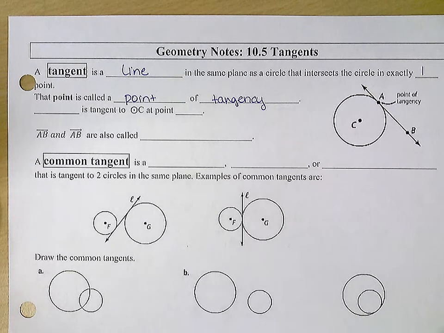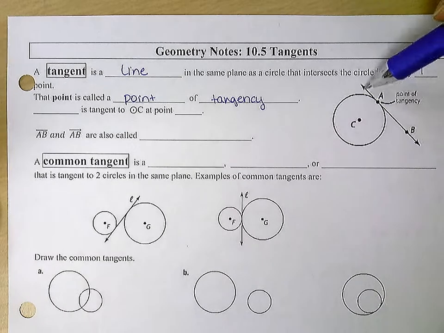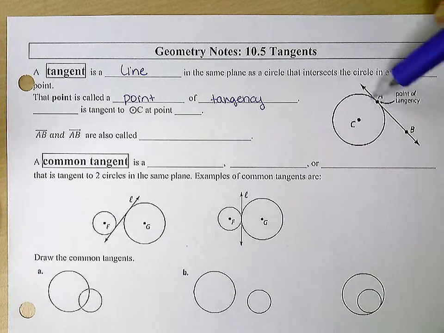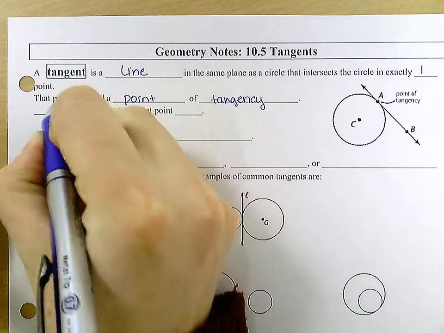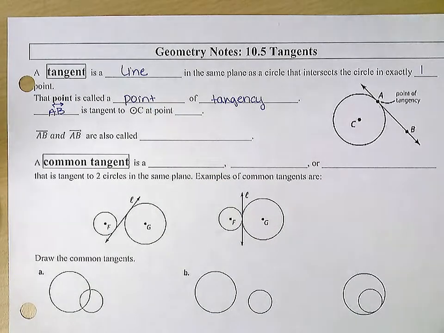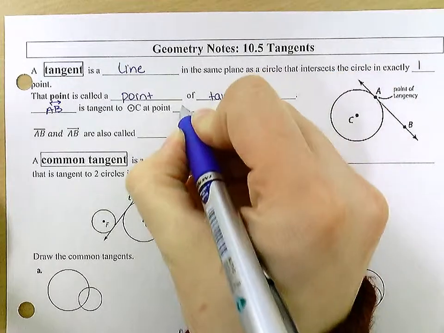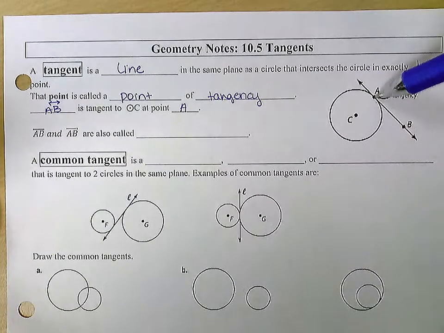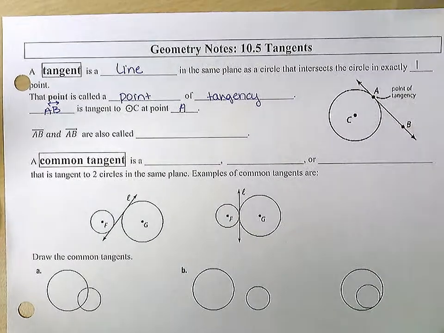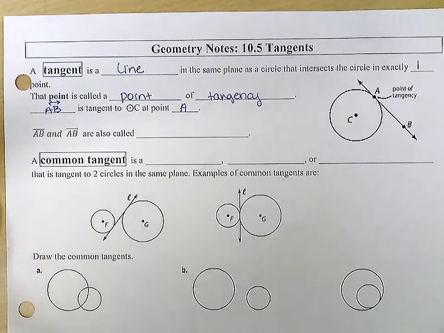So with your picture on the right there, this line right here, okay, I'll call that line AB. Okay, that line AB is tangent to circle C. Okay, and it's at the point A. Okay, so your point of tangency is that point A where that line AB intersects your circle C.